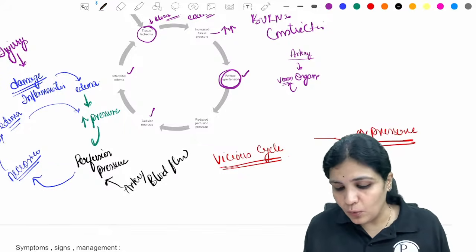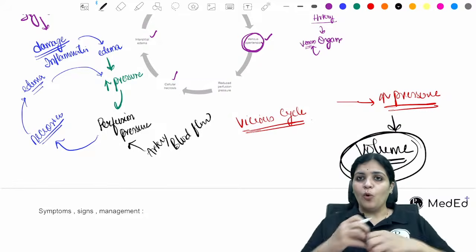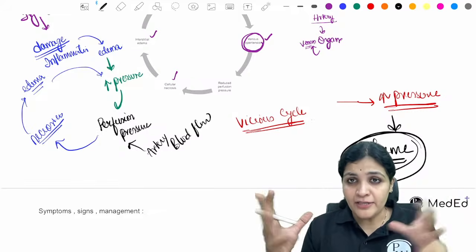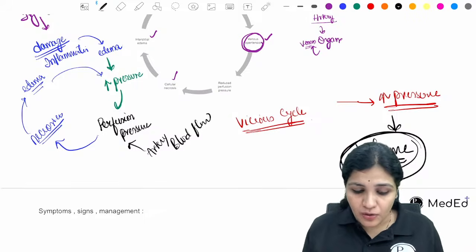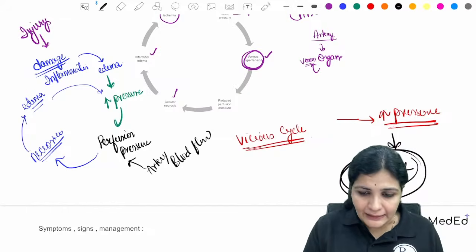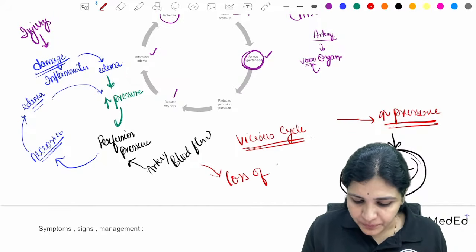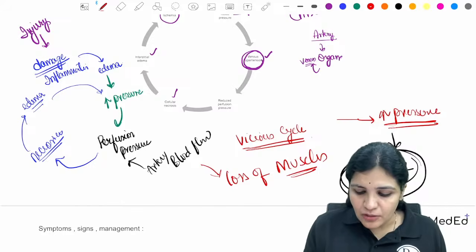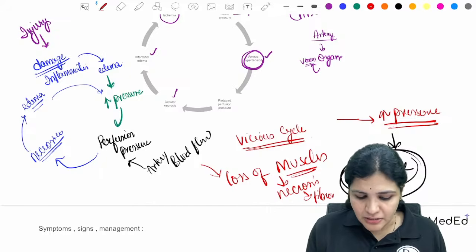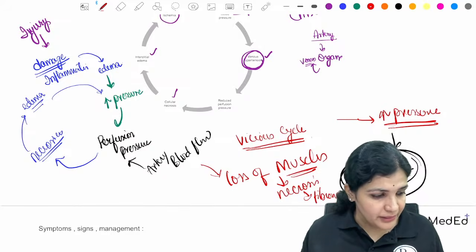Now the only thing you can do is increase the volume. So you have to open the box, right? The pressure has built up so much that it might burst. So now you have to open up that box. If it is not opened at that time, what will happen? This will result in loss of muscles, right? The muscles will undergo necrosis, and they become fibrous tissue if it is not treated properly.